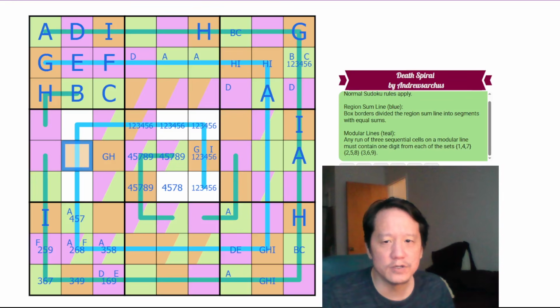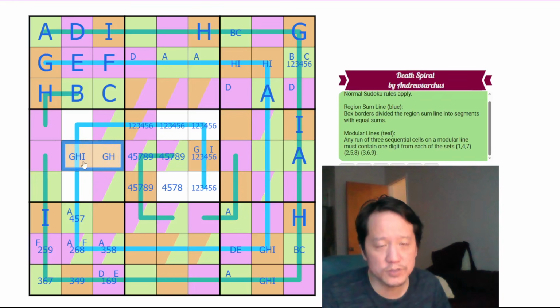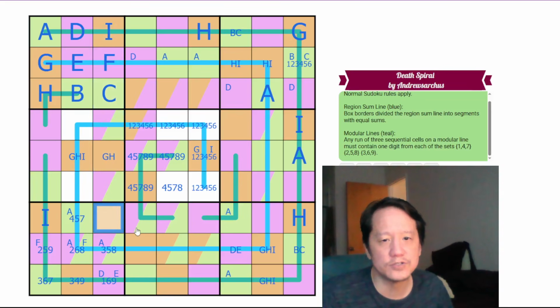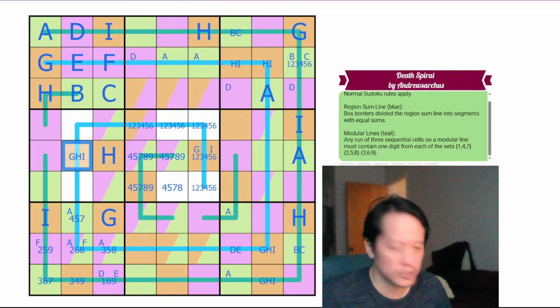This has to be G, H, or I here. So H is one of these two. This can't be I, so this is G, or H cannot be H, so this is G, which makes this H. So no H here.